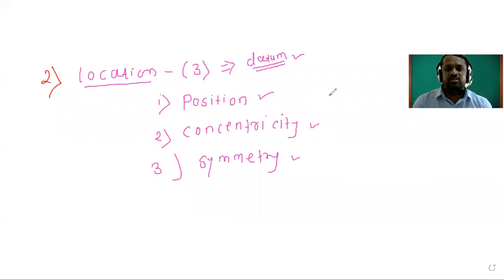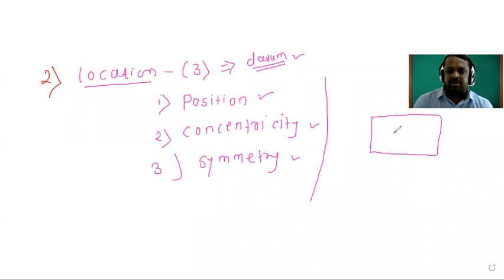Then what is meant by the position? When can we call it position, concentricity, and symmetry? Position means it is showing the exact position. For example, suppose there is one plate, and on that plate we have to produce one hole. Suppose this hole, from this point, should be at a distance of 20 mm, and from this point up to this, it will be 10 mm.